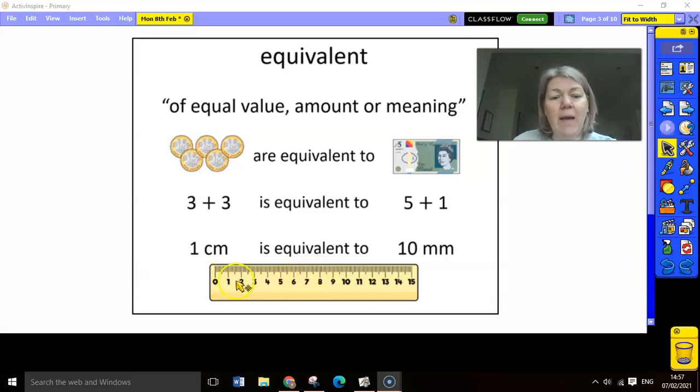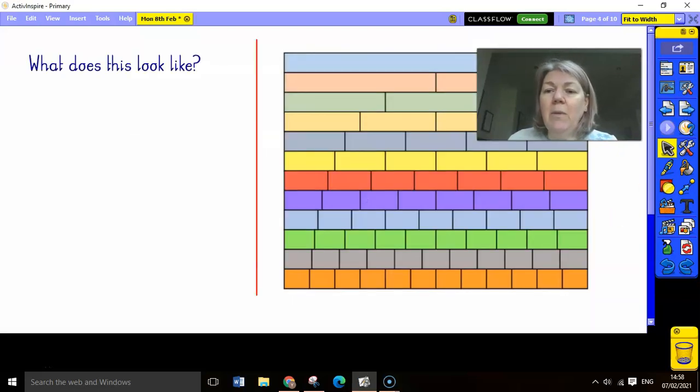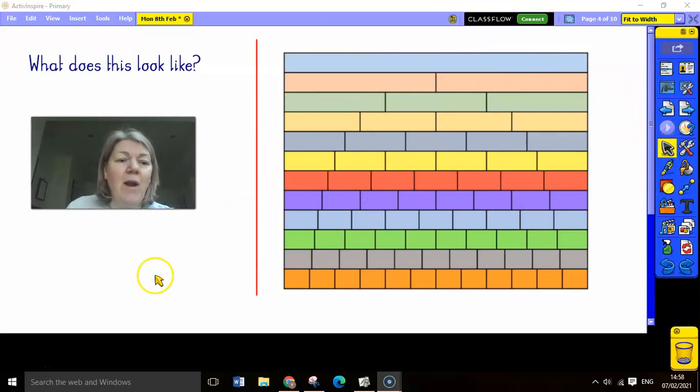And if we think back to when we did our measures, when we did our length work, we were looking at the equivalent measurements for metres and centimetres, and we know that 1 centimetre is equivalent to 10 millimetres. So equivalent isn't a word that we haven't heard before in maths, but it's also good to refresh our memories about what it means, because today we're going to be using it to think about fractions.